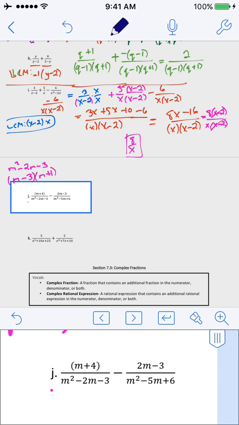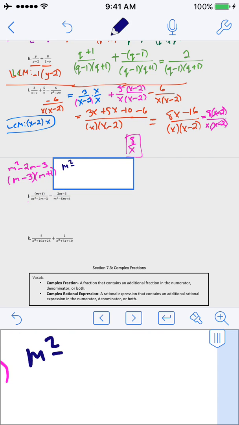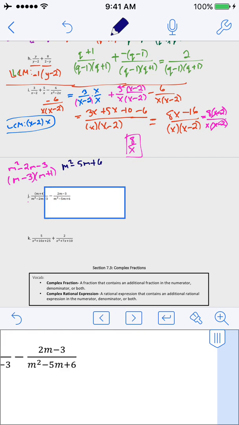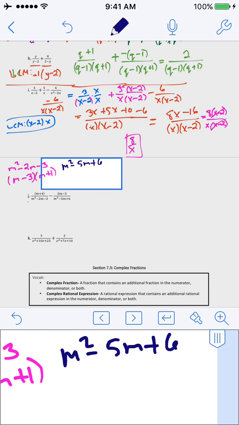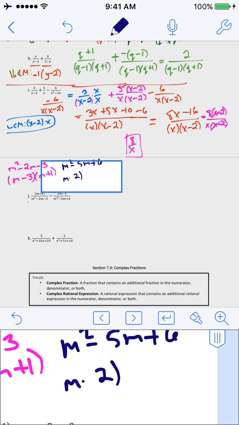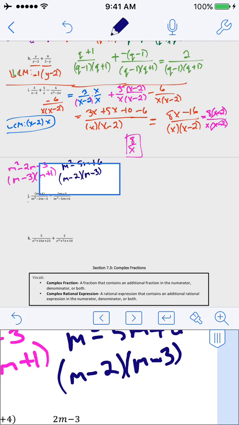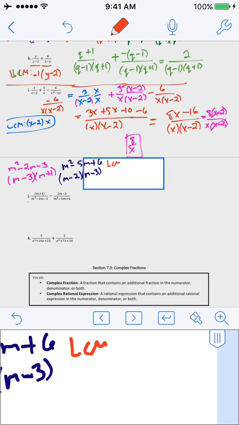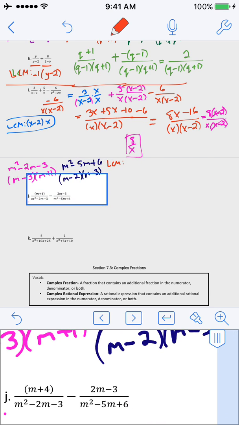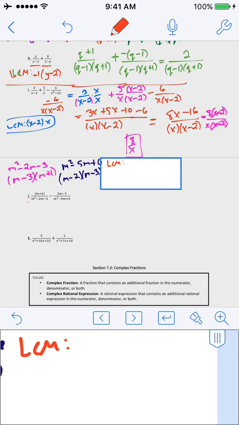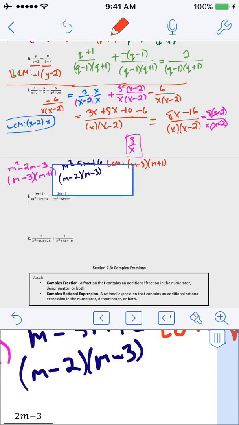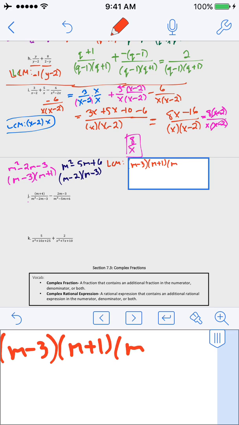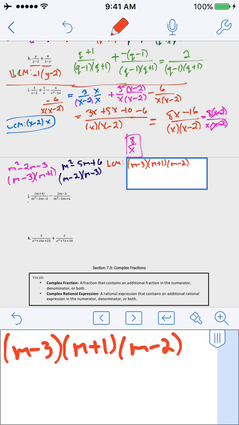The next guy, I have m squared minus 5m plus 6. Yep. Two things that multiply to 6 and add to negative 5 would be minus 2 and minus 3. So what's their LCM? The LCM is going to be the things they have in common. They need an m minus 3 and an m plus 1. Here, he already has an m minus 3, so really all I need is an m minus 2. Alright, I grabbed one of each.